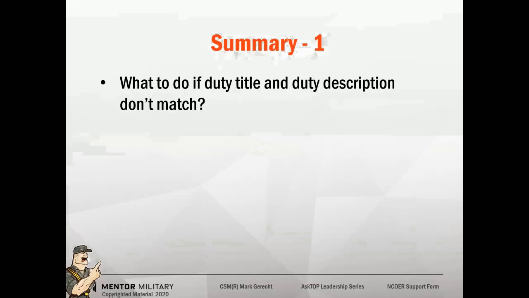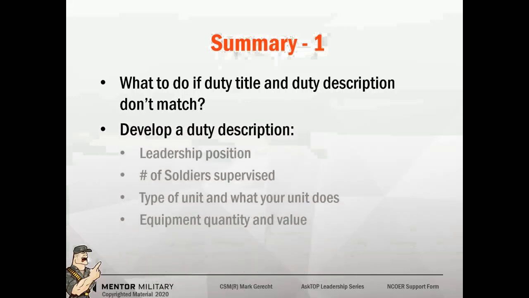If you have to explain an ammunition sergeant, but you're a platoon sergeant, you're probably not going to get credit for your platoon sergeant time. Make sure your leadership role is out front in that duty description, preferably in that duty title, and worst case scenario in your appointed duties. Develop a duty description. We discussed that.